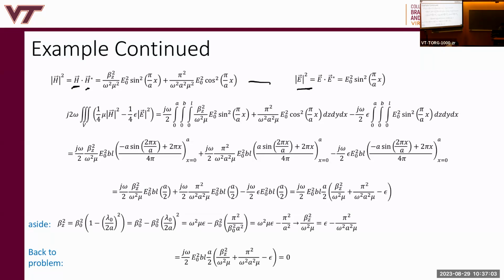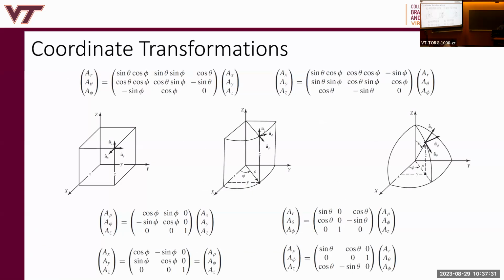Now we need to multiply by mu naught, epsilon naught, and 1/4. We need to subtract the two and integrate over the volume and multiply by j2 omega. All right? And if you carry out those mathematics, which I put all the steps here for you, then you end up with a value of 0, which is exactly what we expect. No energy was stored in the medium. It's free space, right? Inside there, so it can't store. Very good.